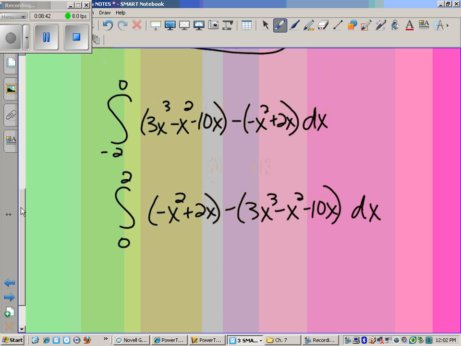My first integral is going to give me the area in that interval. My second integral is going to give me the area in that interval. Then how do I find the total area? Add them together. Are you okay with that?